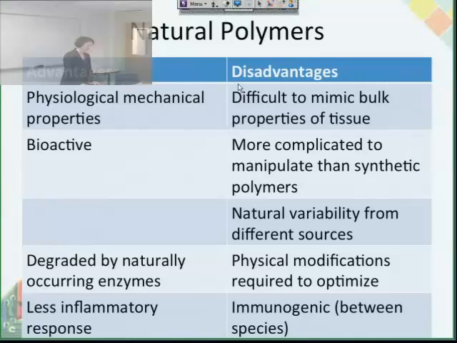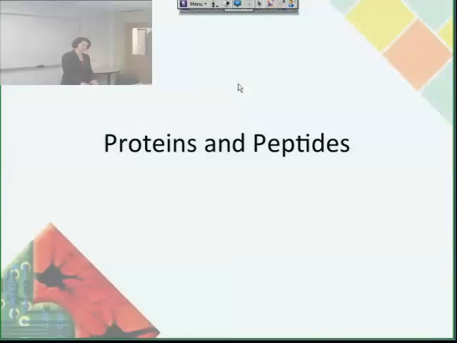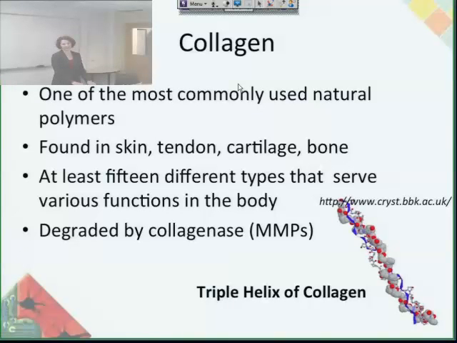But the nice thing, in conclusion, for the advantages of natural polymers, is they're just like synthetic polymers with all the properties that we talked about last week in terms of viscoelasticity and everything, but they have the possibility for bioactivity. So that's useful. Okay, so the first group of natural polymers that I want to talk about is proteins and peptides. And I'm mainly going to talk about these in the context of collagen, because it is one of the most widely used natural polymers. So like I said, it's found in skin, tendon, cartilage, and bone.